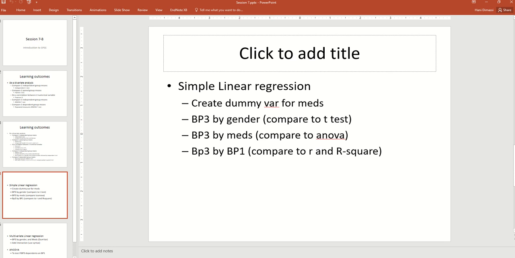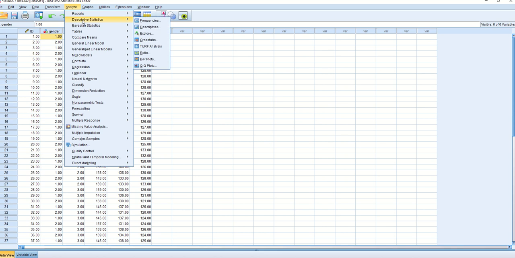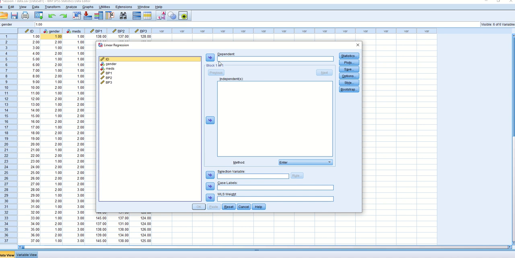All right. So if I go to regression and I pick linear regression, in the dependent variable, you're going to put your y variable. So here I'm going to put blood pressure 3 as my dependent variable, and I want to know if it correlates to blood pressure 1. I've already answered the question when I did the correlation. So I'm going to ask the question if I can fit a line.